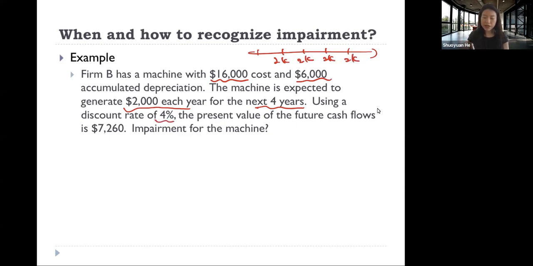If the discount rate is 4%, the present value of the future cash flow is 7,260. So that is the discounted future cash flow. Should we recognize impairment for this machine? And if so, how much impairment to recognize? Please take 1 minute. First, work on this example on your own, and you can pause your video for now.